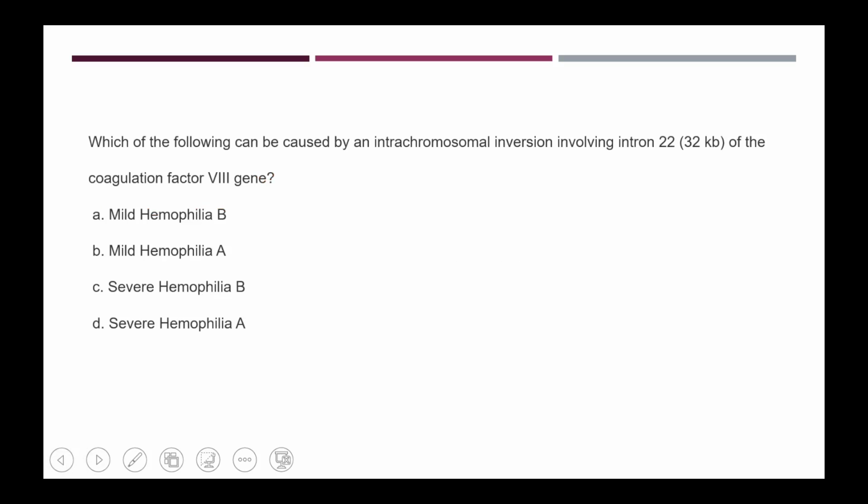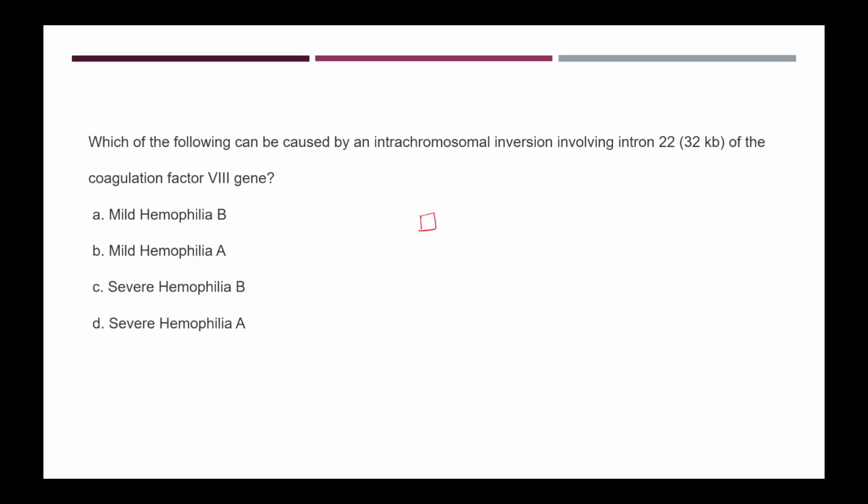This is all the question. I'll just tell you the answer for this. Severe hemophilia A. Okay. So in case of hemophilia, for example, factor 8 in hemophilia A condition, factor 8 is the faulty gene, right?